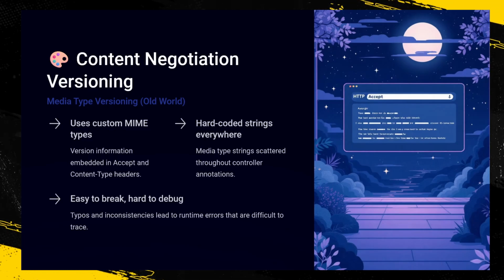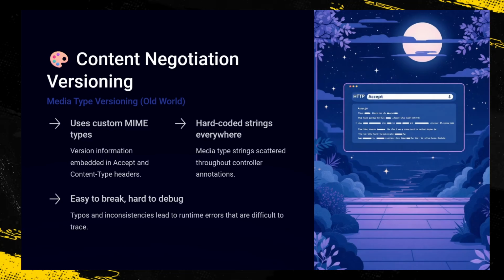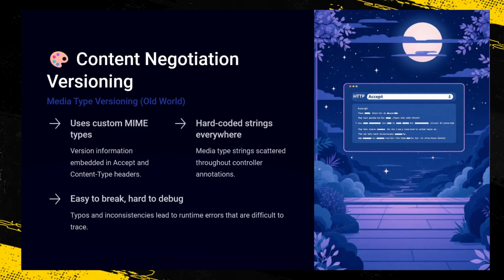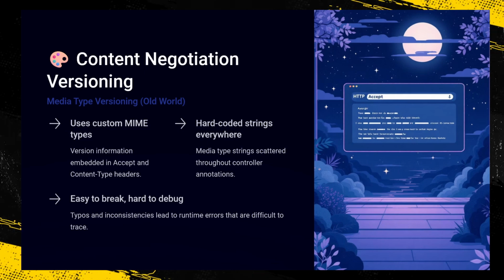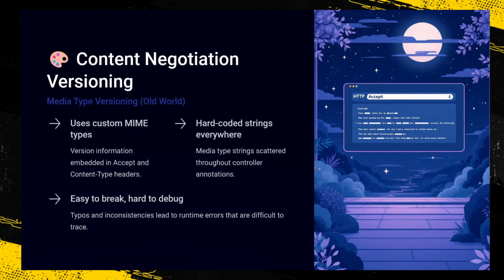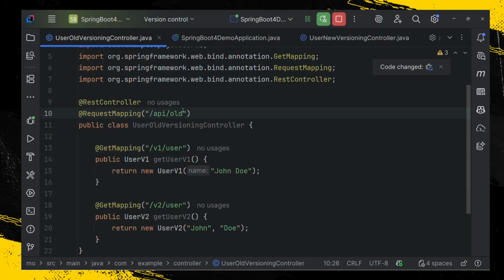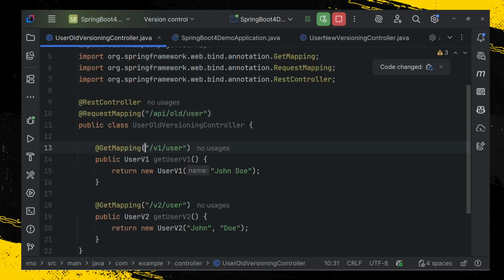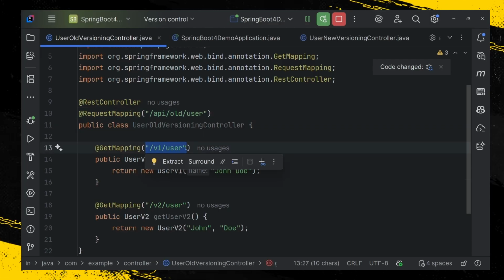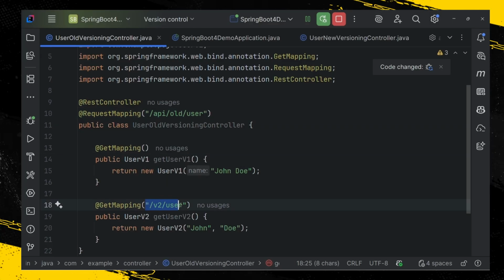Finally, we have media type versioning, often called content negotiation. This is where things get truly messy in the old world. You use the Accept header with a custom MIME type. So to implement this, let's go to the old versioning controller. We'll just add the users in the request mapping and we'll remove the path from the get mapping.